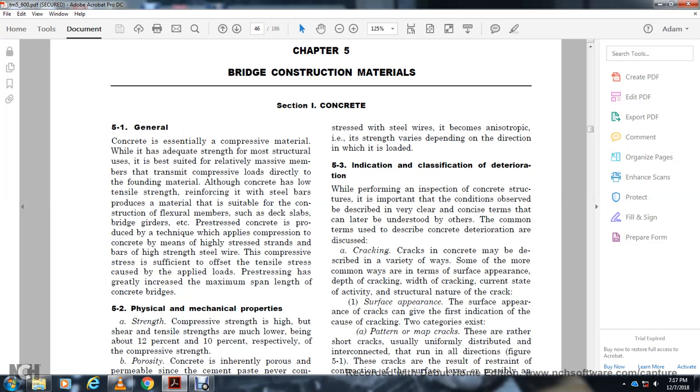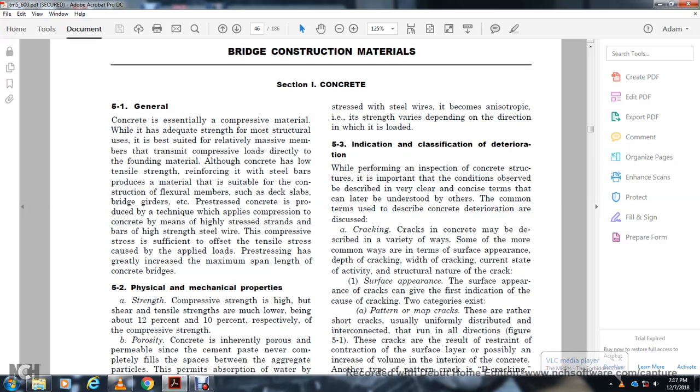5.3 Indication and classification of deterioration. When performing an inspection of a concrete structure, it is important to describe the condition very closely and concisely, using terms that can be later understood. There are common terms used to describe concrete deterioration. Cracking in concrete may be described in a variety of ways. Some of the more common ways are the surface appearance, the depth of the crack, the width of the crack, the current state of activity, and the structural nature of the crack. The surface appearance of the crack can give the first indication of the cause of the crack.